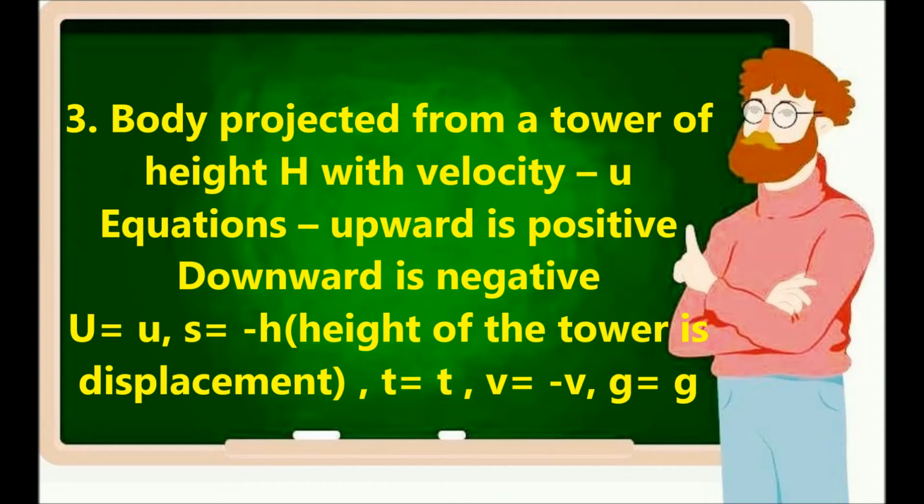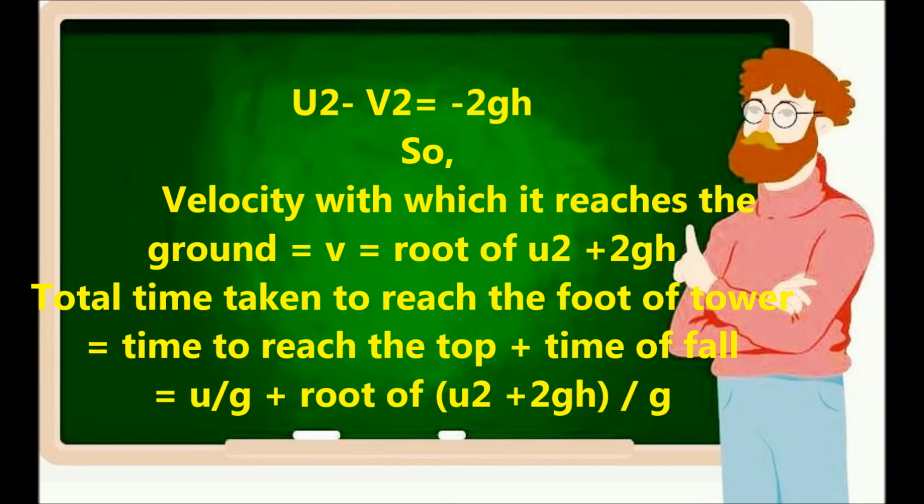And now a body projected from a tower of height h with velocity u. Upward is positive, downward is negative. We get u, s is equal to minus h, the height of the tower is displacement, t is equal to t, v is equal to minus v, and a is equal to minus g. So you get v square minus u square is equal to 2gh. So velocity with which it reaches the ground is root of u square plus 2gh.